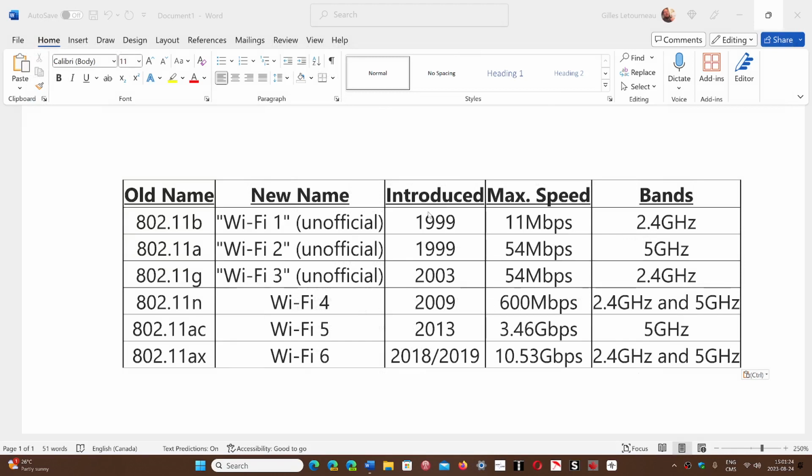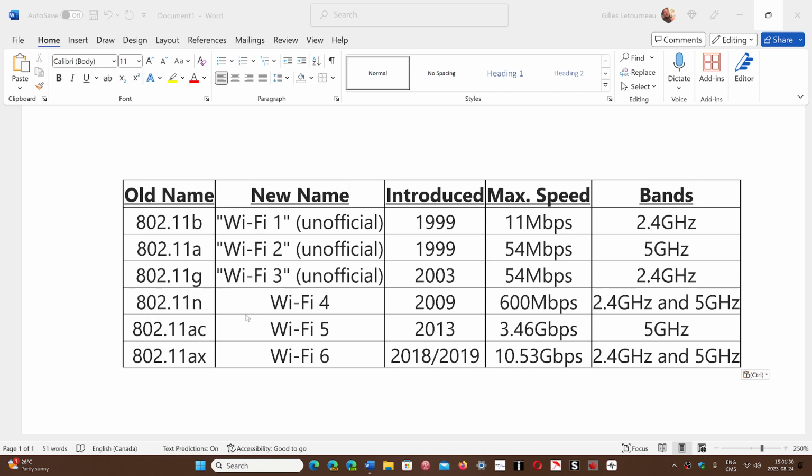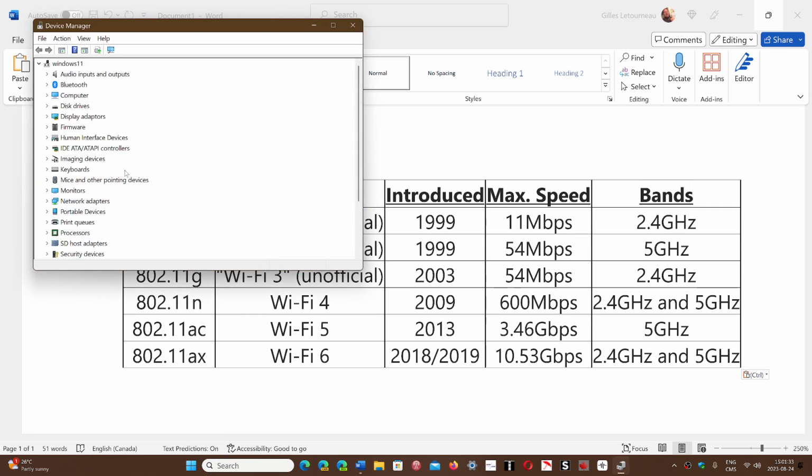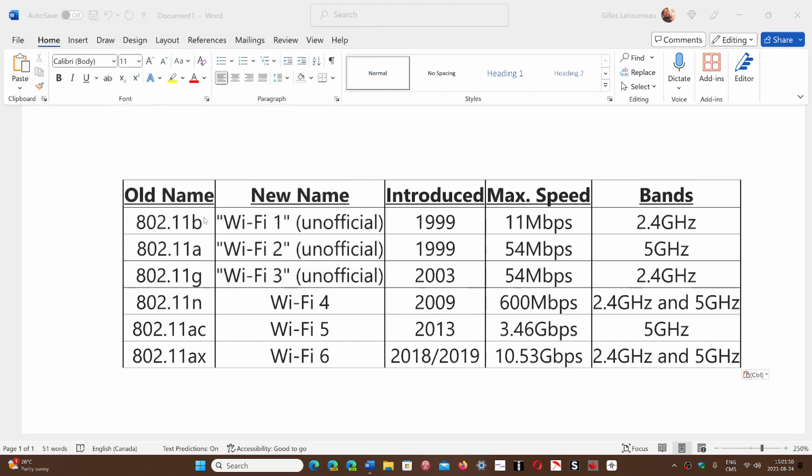You could also see it in another way. If you right-click your Start button and you go to the Device Manager on your PC, in the network adapters of your PC, you will see the different adapters, and one of them will be your Wi-Fi adapter. And it tells you Wi-Fi 6 AX200, or it will give you a letter like the ones you have here: B, G, A, N, A, C, A, X.